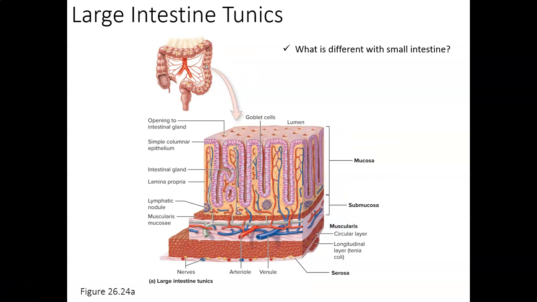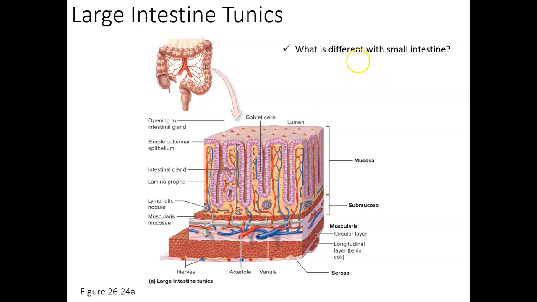Let's look at the tunics of the large intestine. Still is made of the mucosa, submucosa, and muscularis, as well as serosa. But my question to you is, what's different here? Compare the large intestine with the small intestine. What do you think is different between those two types of intestine?